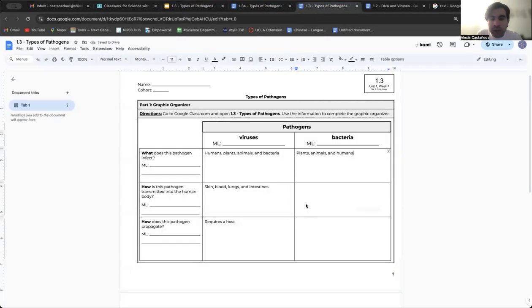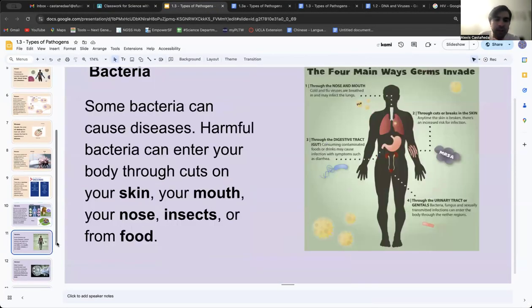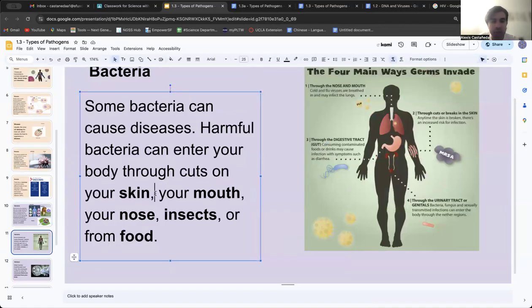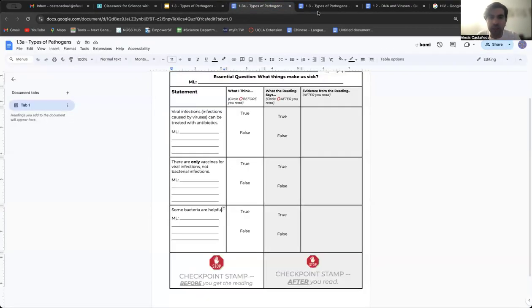The next question is, so how is it transmitted into the human body? So how does somebody get sick with a bacteria? Well, similarly, right? Anytime you eat or drink something, or anytime you touch something, or you have a cut on your skin, all of those things can make you sick. So it can be from your skin, your mouth, your nose, insects, food, right? So any kind of opening in your body, a bacteria can come inside. So I will write skin, mouth, nose, insects, food.